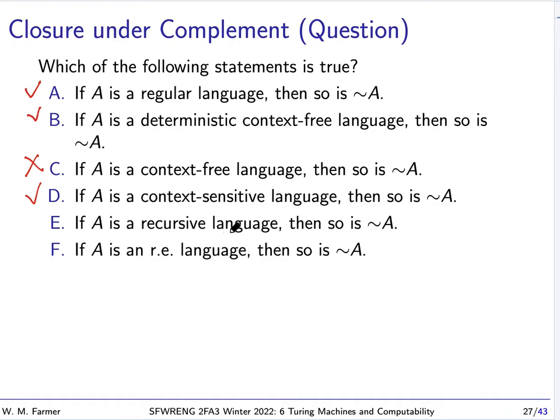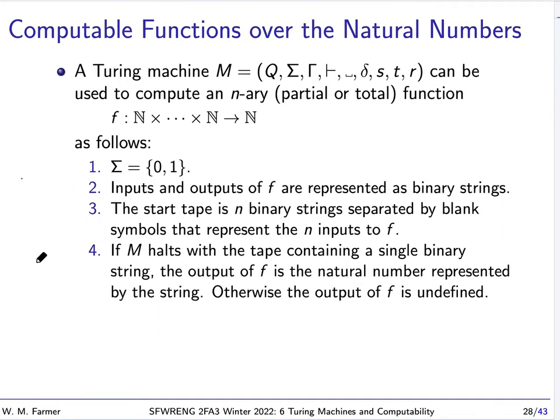E says that recursive languages are closed under complement. We know that that is true. And F says that RE languages are closed under complement. We know that is not true. Okay, let's move on.